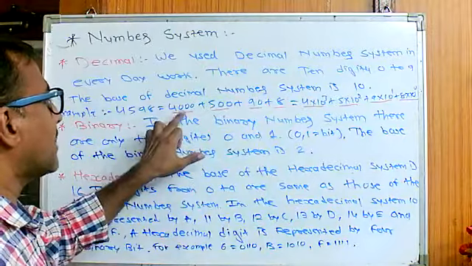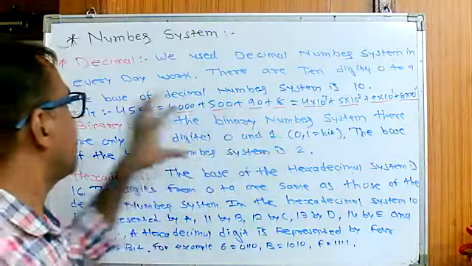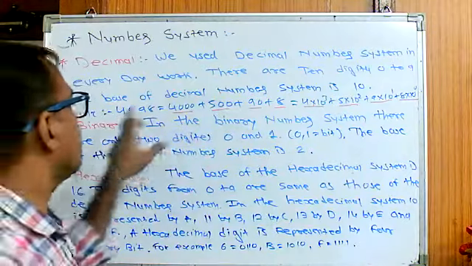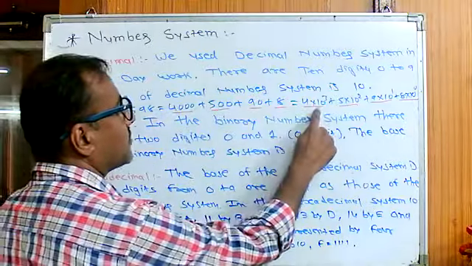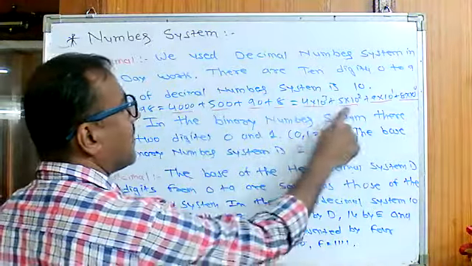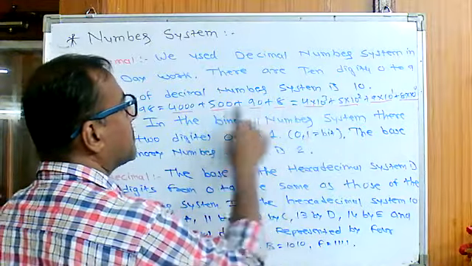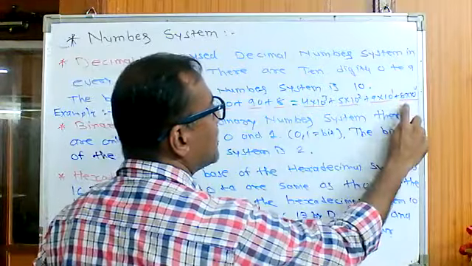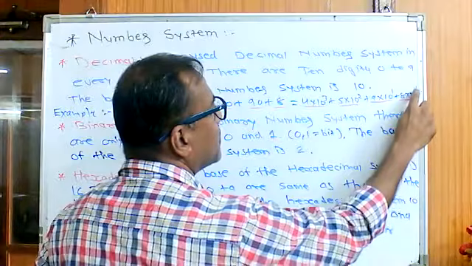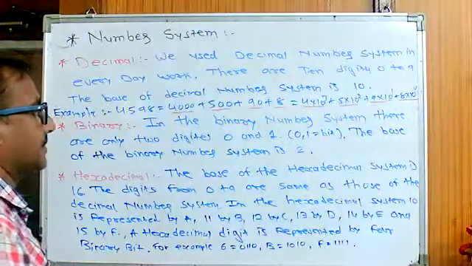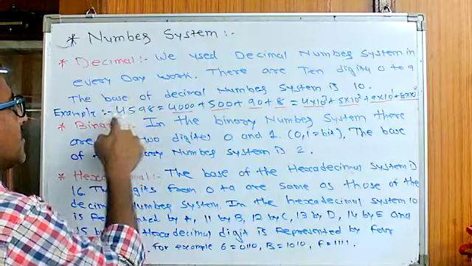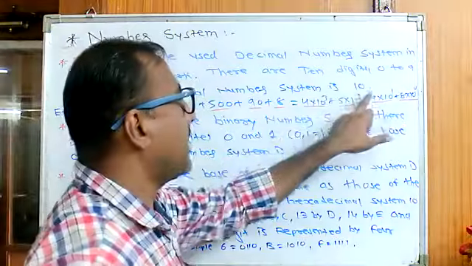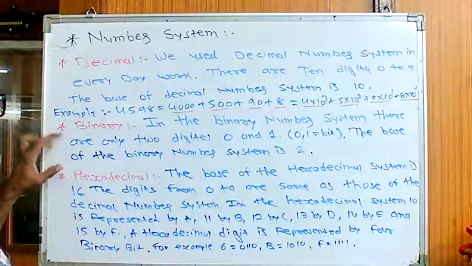So the number is 4598. It is represented by 4 multiplied by 10 raised to 3, which is 4000, 5 multiplied by 10 raised to 2, which is 500, 9 multiplied by 10 raised to 1, which is 90, and 8 multiplied by 10 raised to 0, which is 8, since 10 raised to 0 is 1. So the number is 4598. The decimal number system has a base of 10. Next, the binary number system.